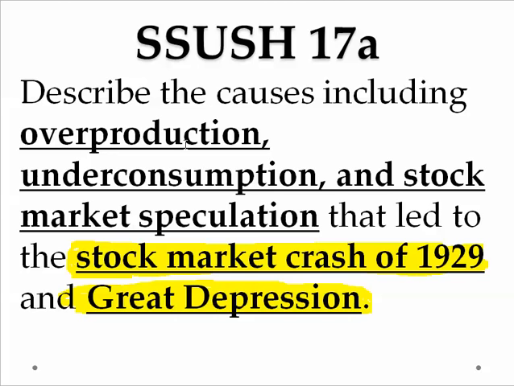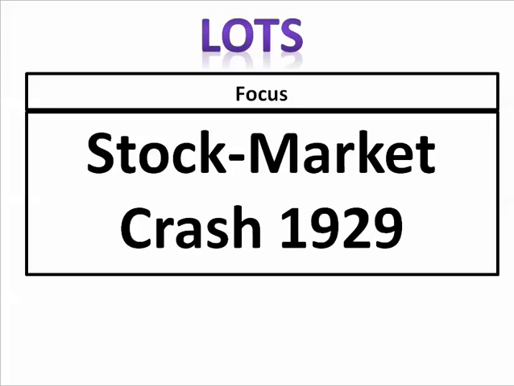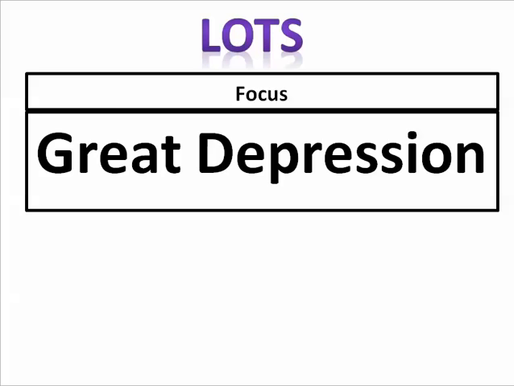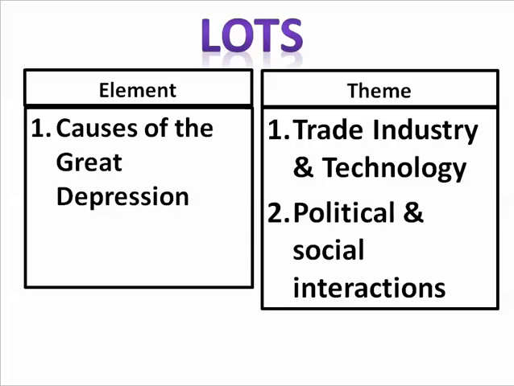Before we get to these causes, I'm going to touch on overproduction a little bit in this, but let's look at the stock market crash of 1929. What is a stock? What is the stock market? And what do we mean by it crashed in 1929? And then what's the Great Depression? Alright. So, stock market crash in 1929. We're going to focus on that in our standards. And then the Great Depression. Okay. So let's look. Our element here is causes of the Great Depression. And then we have a theme: trade, industry, and technology. Political and social interactions as well.